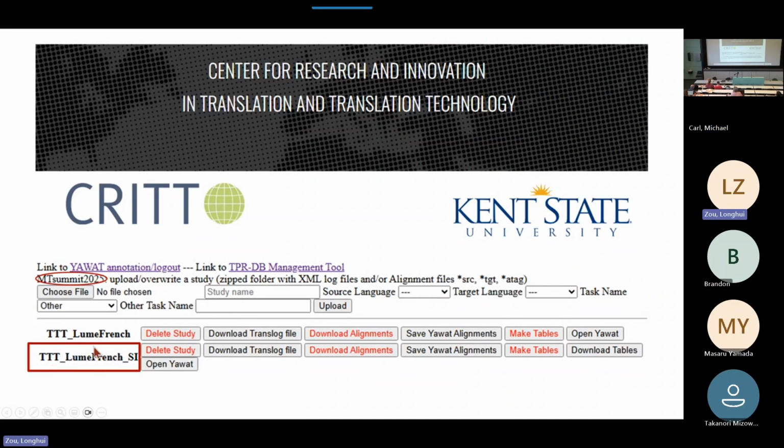For this tutorial, we've created an account specifically for MT Summit 2025. The dataset used here, which is TTT Loom French SI, is already word aligned and annotated for errors. It uses the same error annotation as Brandon did, and we applied it on this TPR-DB platform. If you are interested, you can access and explore this dataset directly through the TPR-DB platform.